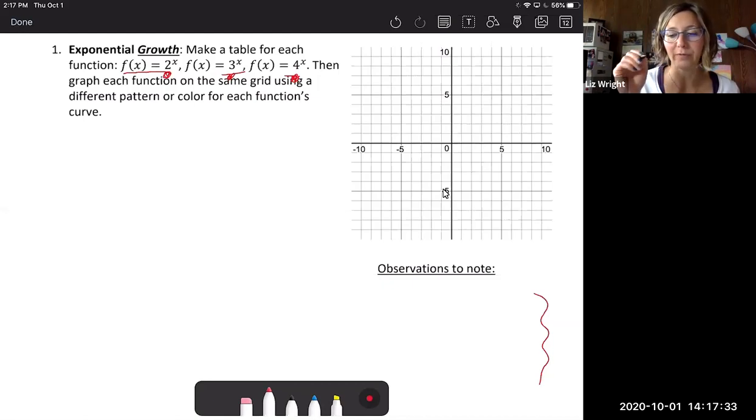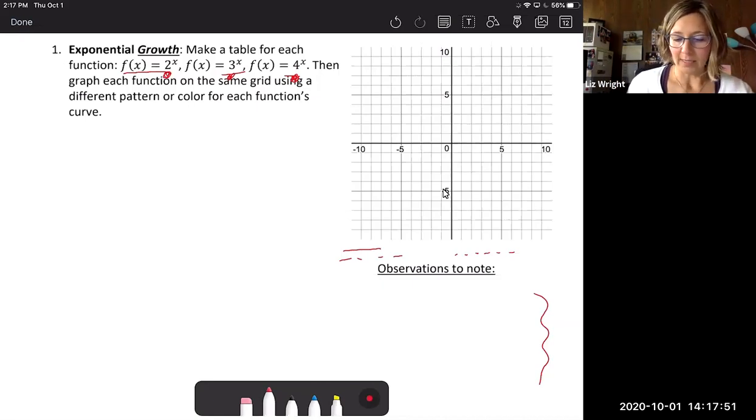Or if all you have is a single pencil, then you do something where one is the solid line, one's the dashed line, and the other one's going to be the dotted line. So do something like that so that you can tell which line is which, because otherwise it's just going to look like a big mess of lines on your graph.